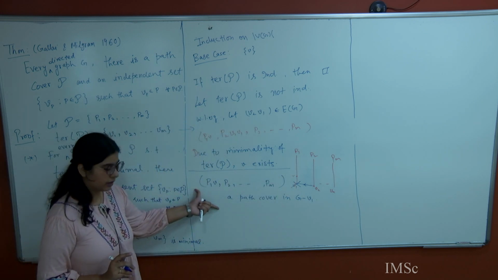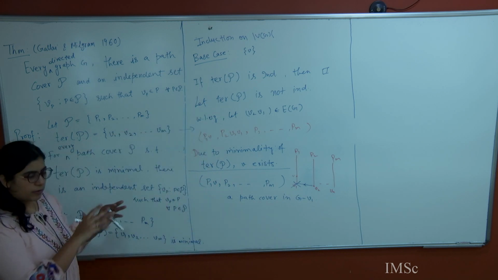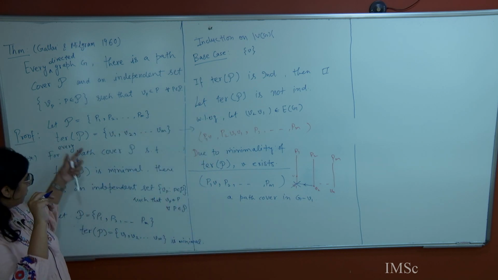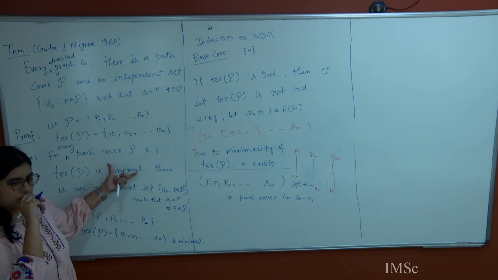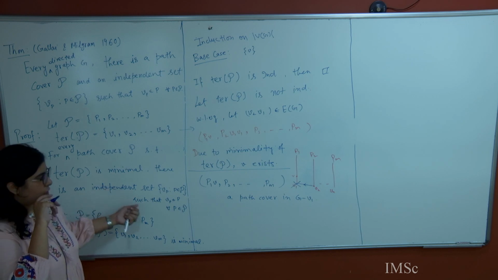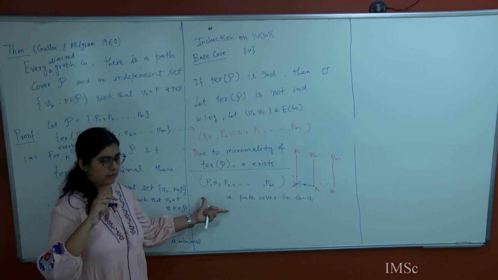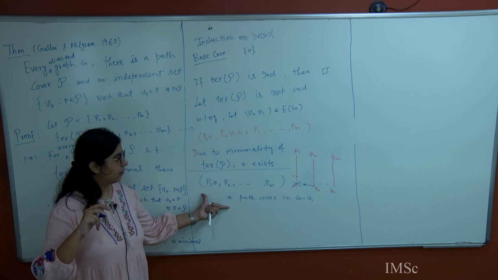For this path, and this path cover is G minus V1. We know that by induction hypothesis in G minus V1, this theorem holds, right? So we can use that, right? But can I apply my hypothesis now in this stage? Do you not have to show that this is minimal?